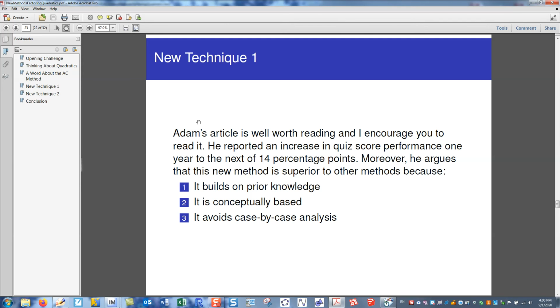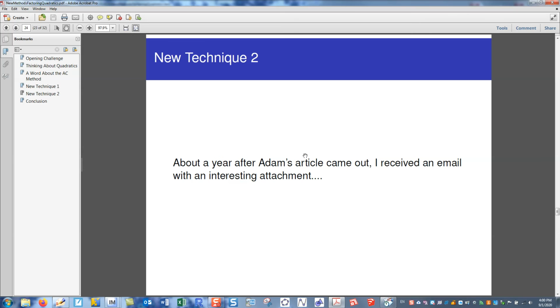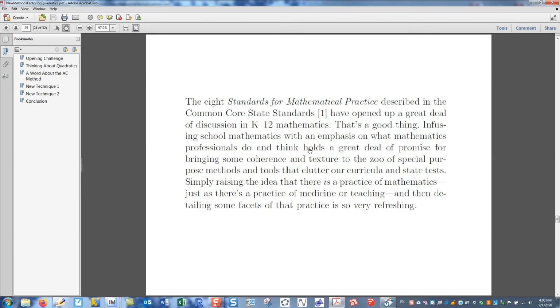So let's talk about technique number 2. About a year after Adam's article came out, I received an email with an interesting attachment. I read the first paragraph, and this is what it said. The 8 standards for mathematical practices described in the Common Core State Standards have opened up a great deal of discussion in K-12 mathematics. That's a good thing.